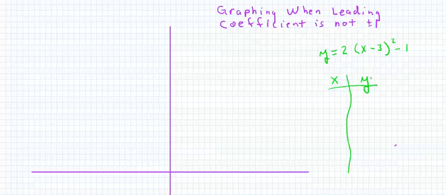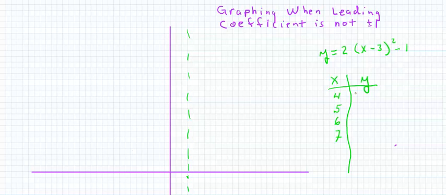And I see that my vertex is at 3, negative 1. So 1, 2, 3, negative 1. So I'm going to pick points at 4, 5, 6, and 7. And we know it's symmetrical about the axis of symmetry, which will make graphing this very simple.